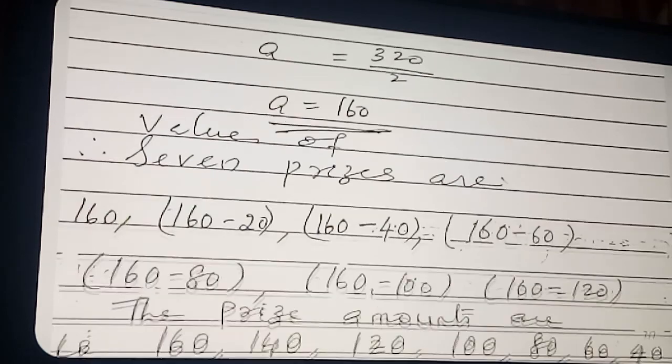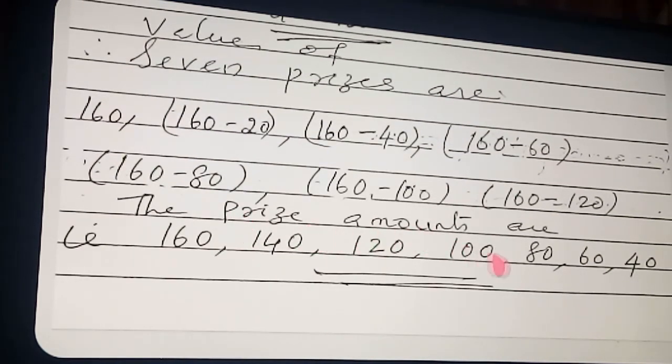Now I will write the amounts. Therefore the amounts are 160 rupees, 140 rupees, 120 rupees, 100 rupees, 80, 60 and 40 rupees. So these are the amounts of the prices. If you add them all, you will get 700. Are you clear now?